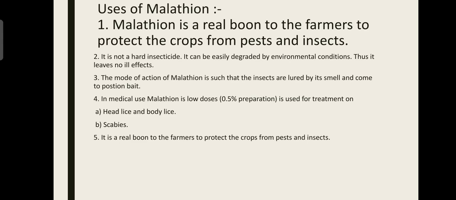Uses of malathion. Number 1. Malathion is a real boon to the farmer to protect the crops from pests and insects. Number 2. It is not a hard insecticide. It can be easily degraded by environmental conditions. Thus it leaves no ill effects. Number 3. The mode of action of malathion is such that the insects are lured by its smell and come to poison bait. Number 4. In medical use, malathion in low doses, 0.5% preparation, is used for the treatment of head lice, body lice, scabies, etc.